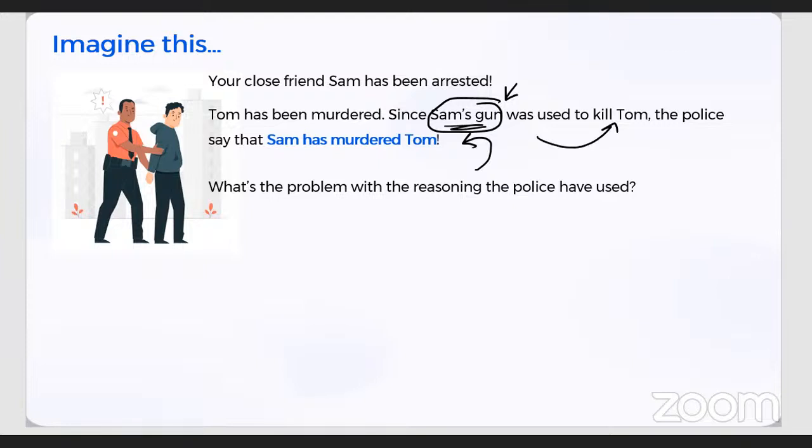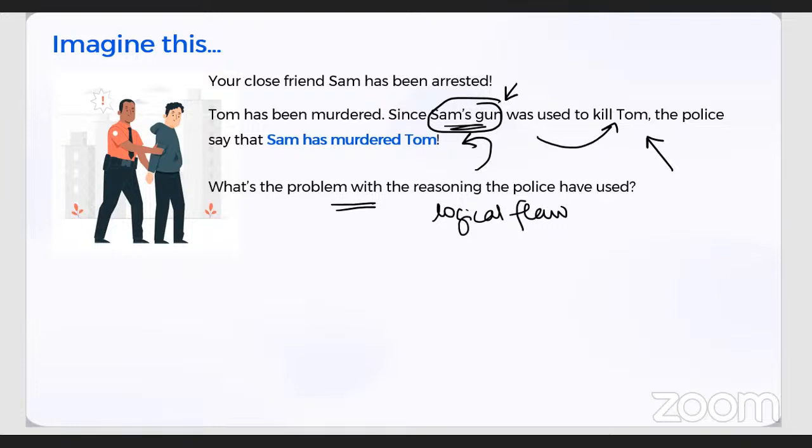There is some problem. There is some, let me put it as, some logical flaw in the reasoning that the police have given. If you think about it, this is the kind of stuff that we see every day. So what do you think, logically speaking, is the problem with the reasoning that the police have presented?